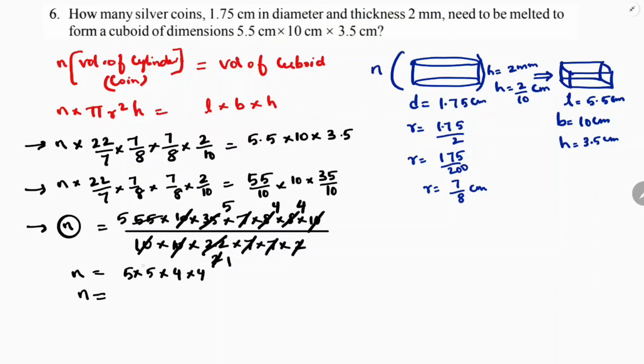5 into 5, or otherwise you can do 5 into 4, 20, 5 into 4, 20. 20 into 20, 400. So total 400 coins. 400 silver coins are required to form a cuboid of dimensions 5.5 centimeters, 10 centimeters and 3.5 centimeters.